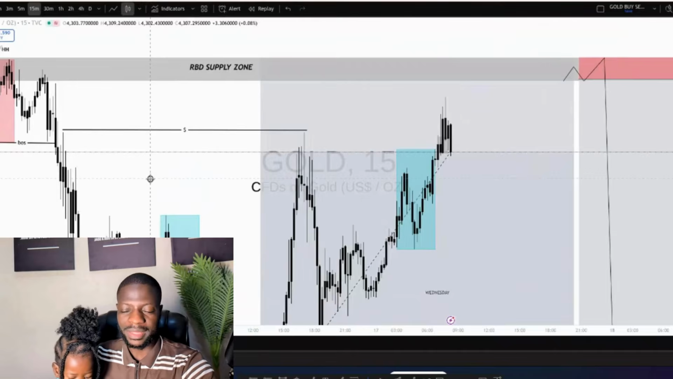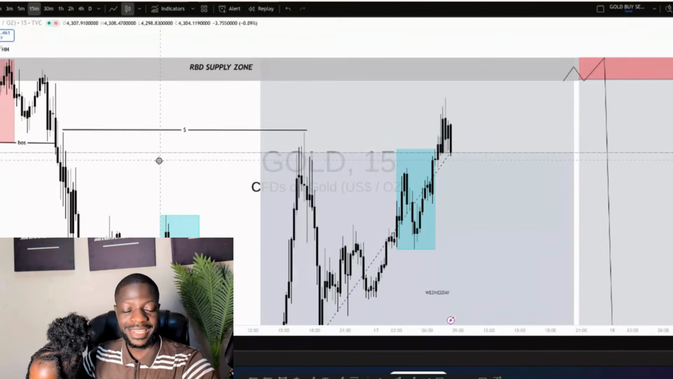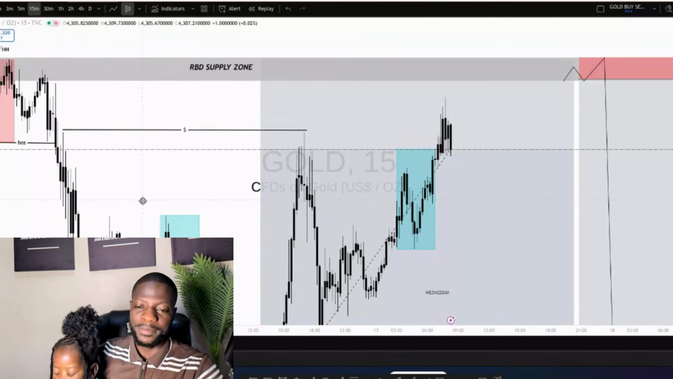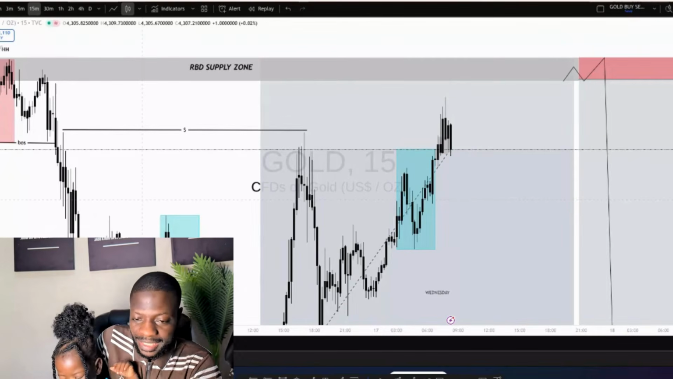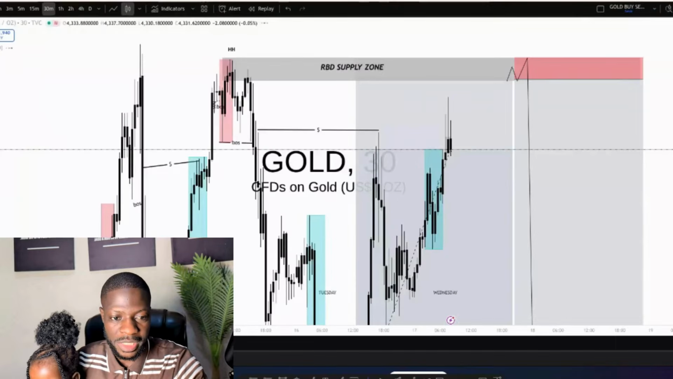The reason why I think the market might continue to go to the downside is because the high of the Asian session has been taken out already. So there's no reason why the market should continue to go to the upside. Okay, so that's my analysis. That's my thesis. And the reason why I'm looking for selling opportunities is this right here.